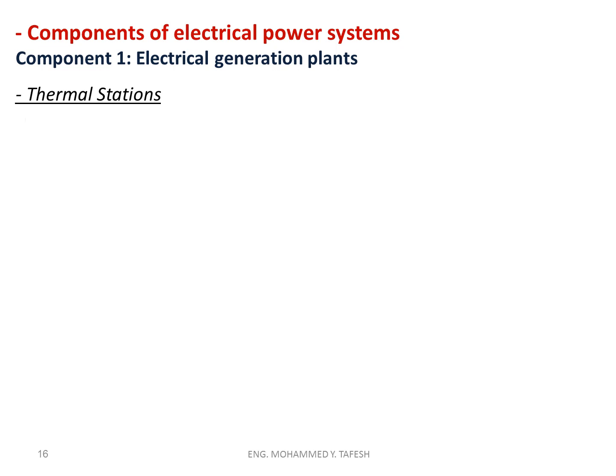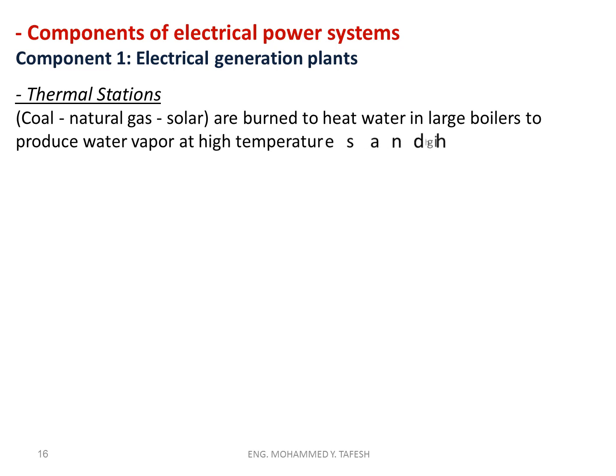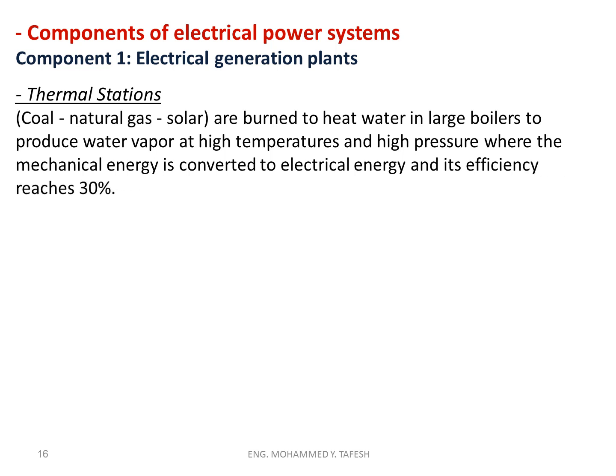thermal stations. Coal, natural gas, solar are burned to heat water in large boilers to produce water vapor at high temperatures and high pressure, where the mechanical energy is converted to electrical energy and its efficiency reaches 30%.